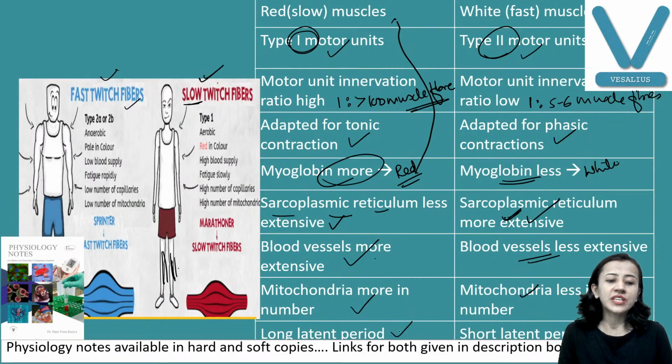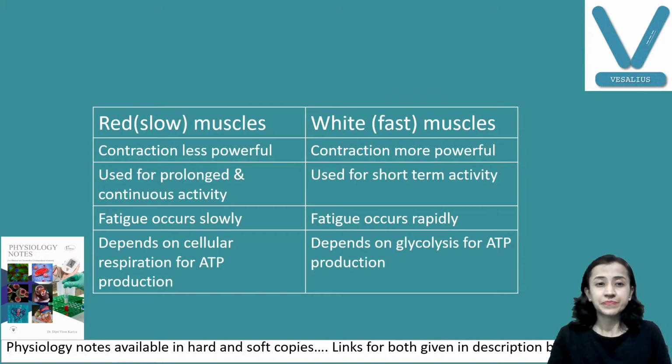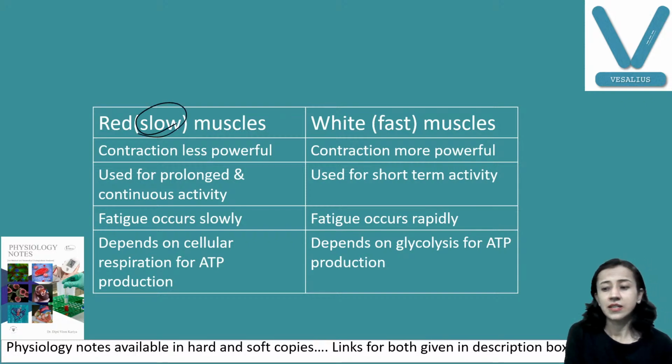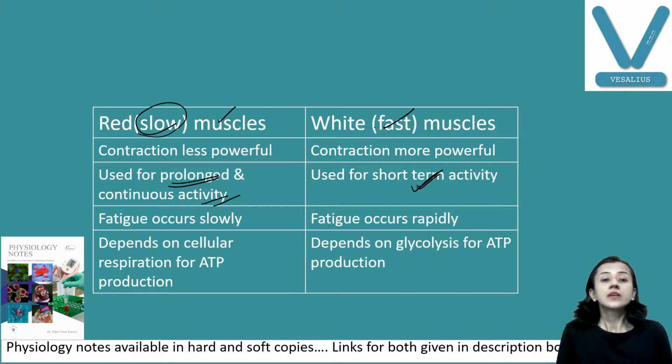Latent period is long in red muscle and short in white muscle. Next, red muscle contraction is less powerful. Here this is more powerful. Red muscles are required for prolonged, continuous activity, but white muscles are required for short term activity. Red muscles fatigue slowly, but white muscles fatigue fast, because when we are writing we get fatigue fast, but when we are standing the fatigue developed is slow.